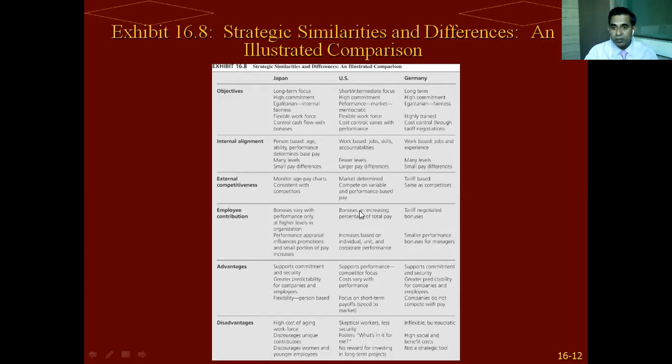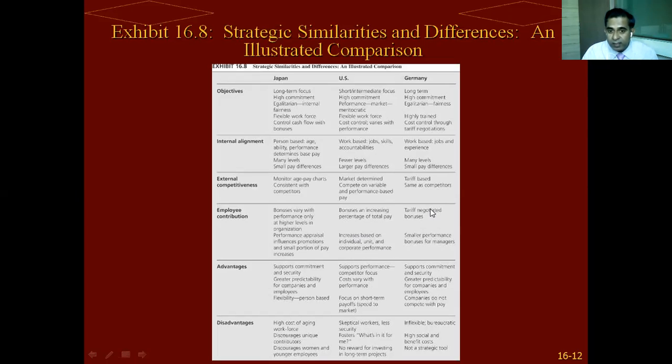Whereas in the US, bonuses are an increasing percentage of total pay. What is happening in the US? We have learned throughout the other chapters also that bonuses and other variable pay are increasing as a proportion of the total compensation. Increases in salary or compensation are based on individual, unit, and corporate performance. So all three need to perform: individual, unit, maybe a strategic business unit, and the overall corporate conglomerate.